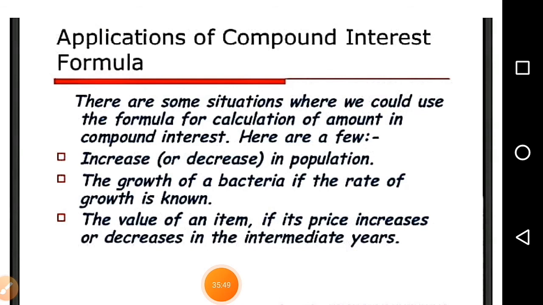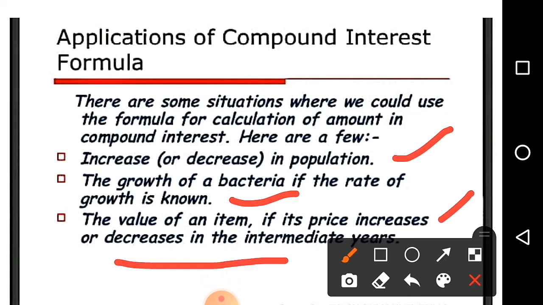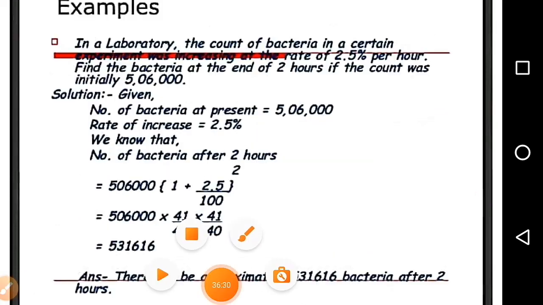Now, where are compound interest and simple interest used? Applications of the compound interest formula. There are some situations where we could use the formula for calculation of amount in compound interest. Here are a few examples. First, whenever we want to find the increase or decrease in population, we can use the formula. Next is the growth of bacteria: if the rate of growth is known, then you can find out its growth. Third is the value of an item if its price increases or decreases over the intermediate years. So these are the applications.